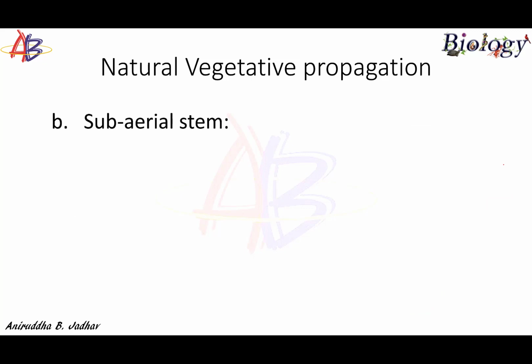Another type of stem is the subaerial stem. In some plants, the stem is partially above the ground and partially below the ground. In fact, it is a weak stem which takes support for creeping or spreading purposes. This type of subaerial stem again is of three types. The first type is runner.